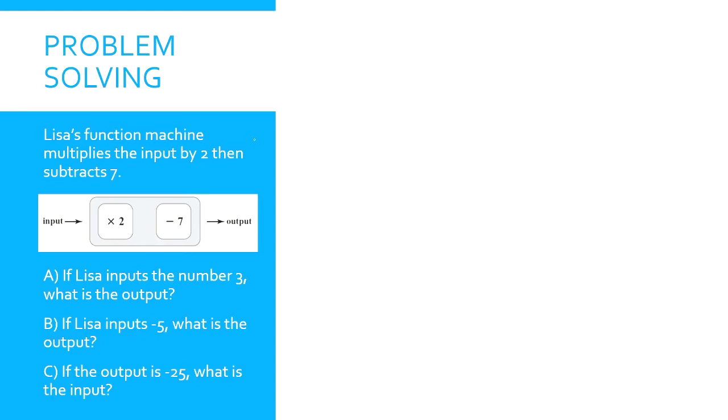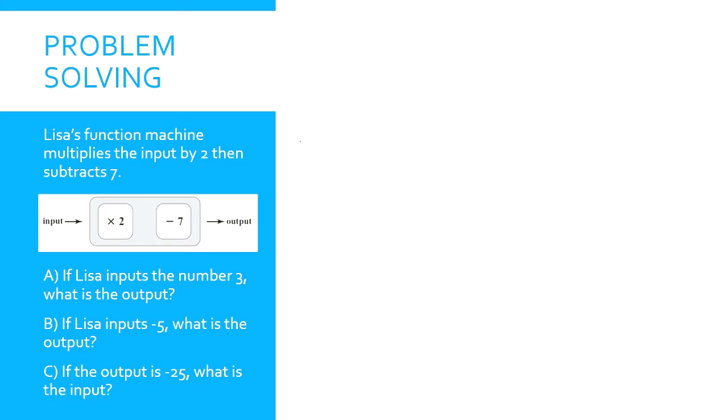So Lisa's function machine multiplies the input by 2 and then subtracts 7. So the input number, whatever that is, we times by 2, then we take off 7, and that creates an output. So as an example, if I did the number 10, and I multiplied it by 2, that would be 20. And then if I take off 7 from 20, that would give me 13. Easy peasy.